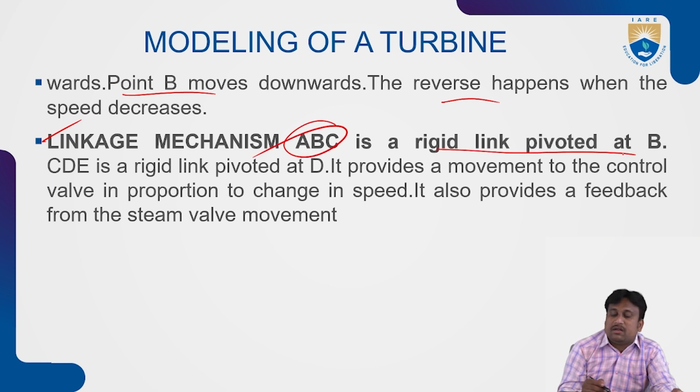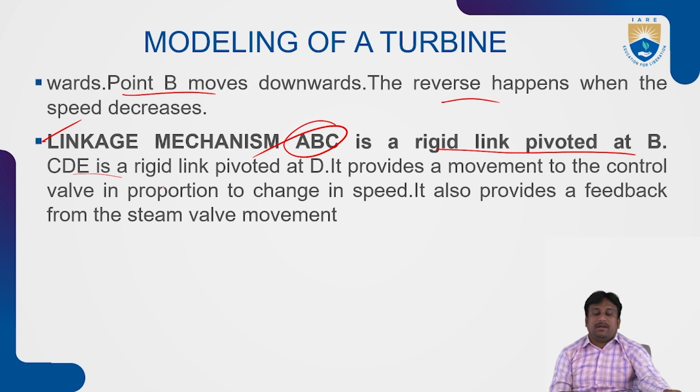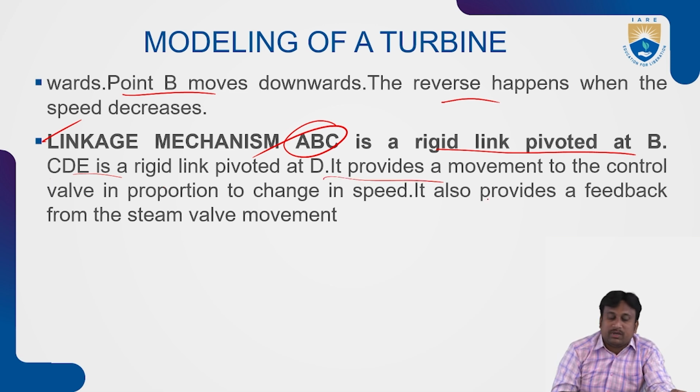This is a rigid link pivoted at B, and CD is a rigid link pivoted at D. It provides a movement to the control valve in proportion to the change in speed. It also provides a feedback from the steam valve movement.